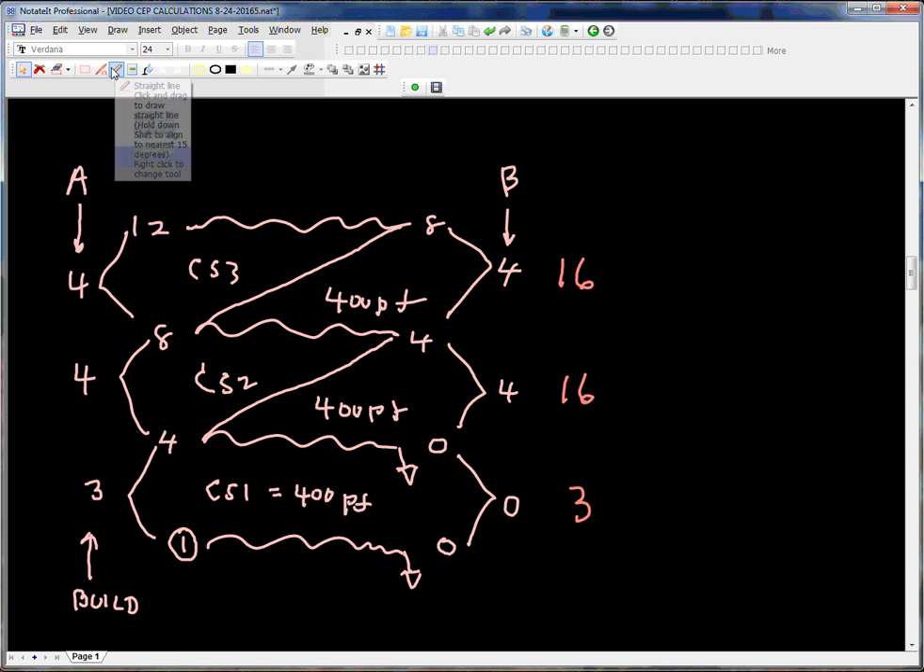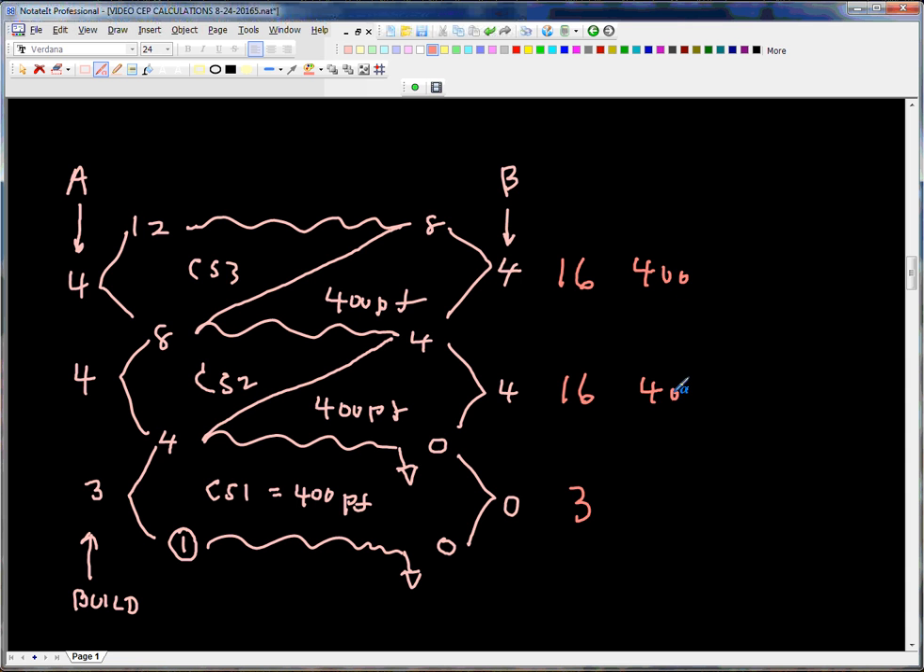Now what do we do next? If I wasn't talking, we'd be doing this a lot quicker, of course. Hope you understand that. We have the red pen still. 16 times 400 times 400 times 400. Put parentheses around these. Equals.